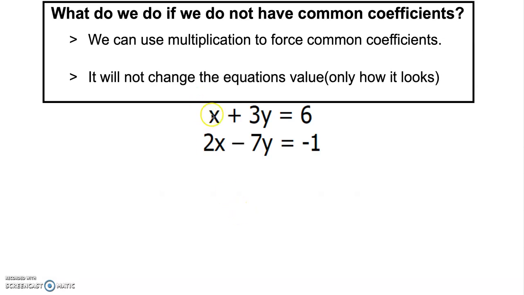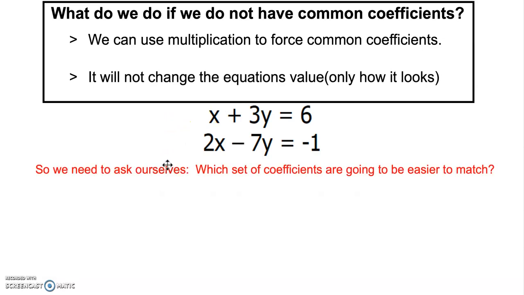So consider the system x plus 3y equals 6, 2x minus 7y equals -1. The 1 and the 2, or the 3 and the 7, don't match. We don't have common coefficients. So what do we do? We can actually use multiplication to force common coefficients. It won't change the equation, just like we saw in the graph. The equations will be equivalent, but it'll change how it looks so that we can have those common coefficients.